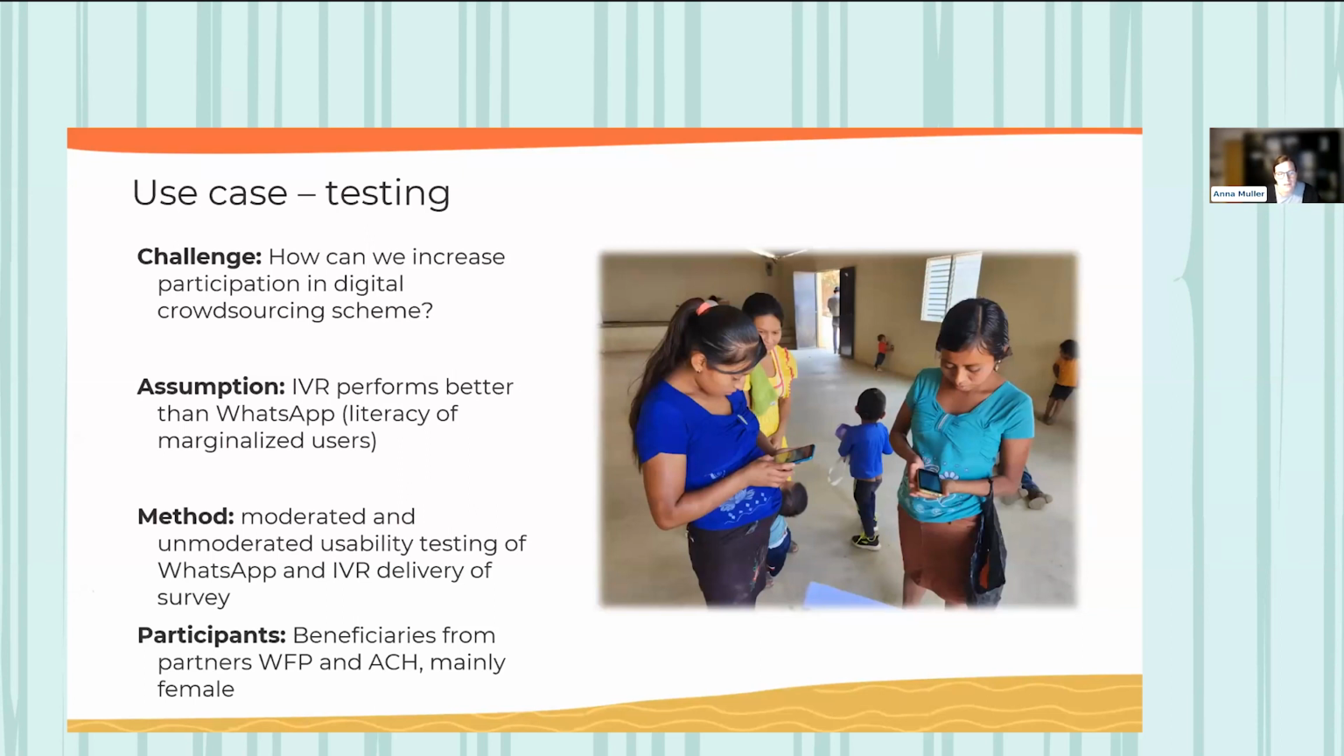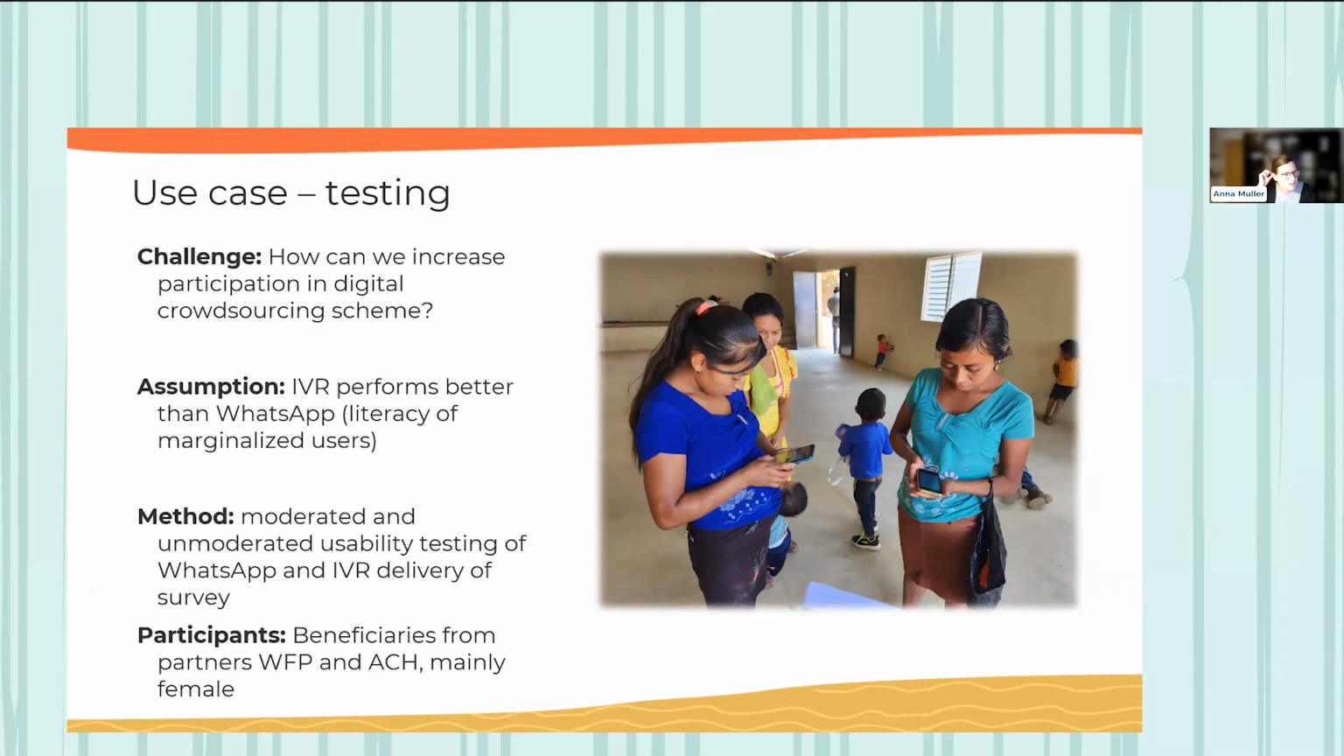So we conducted a few moderated and unmoderated usability tests of WhatsApp and IVR to deliver the survey. The crowdsourcing format delivers a survey to the participant, and they are supposed to give information about their data quality. There are different surveys that we're currently developing, but the test has been around data quality surveys.